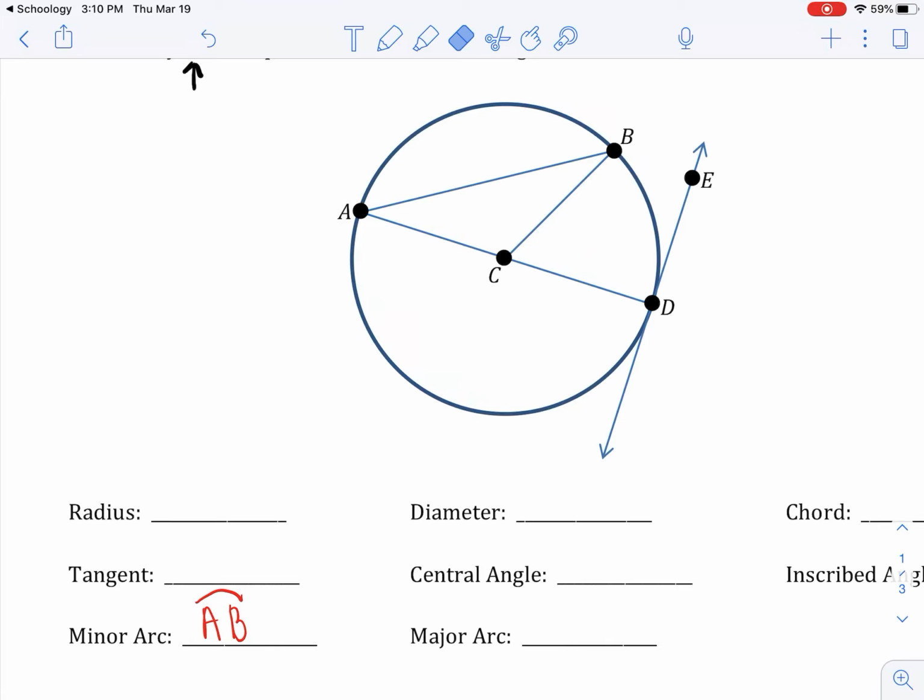Okay, next one, the diameter. I don't think anyone got the diameter wrong. It's AD, or DA.